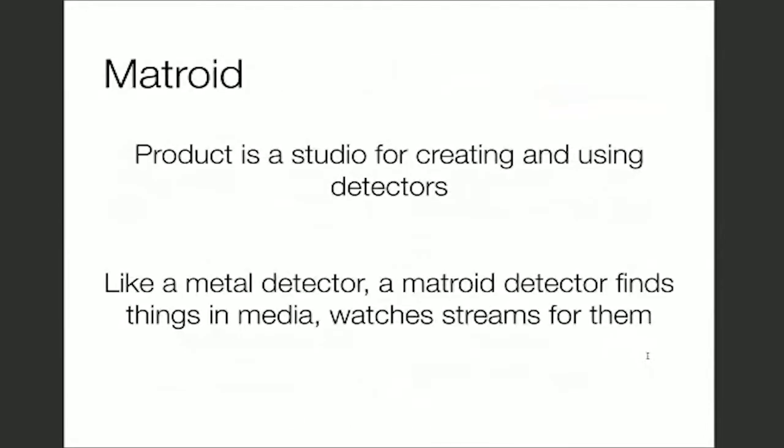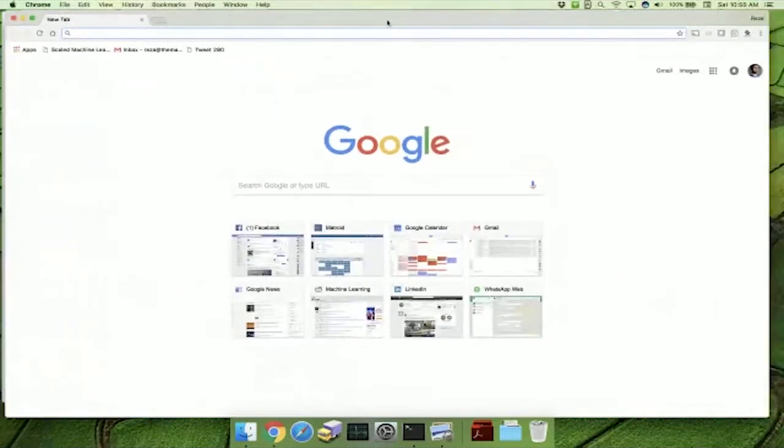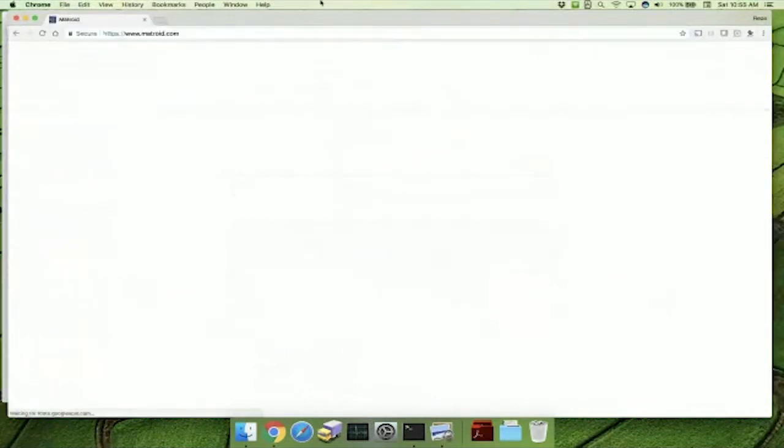So after all of that, you've seen our pods, you've seen some of our architecture. And what I'd like to do is essentially show you how it all comes together through a live demo. And so just to back up for a second, I never actually told you the basic idea of what the product is. So Matroid is a studio for creating and using detectors. And these detectors, much like a metal detector finds things on the beach, you'll be able to find things in media and streams, video streams, using a Matroid detector. So what I want to show you now is actually exactly that. So I'm going to switch out of slides now and go on to a demo.